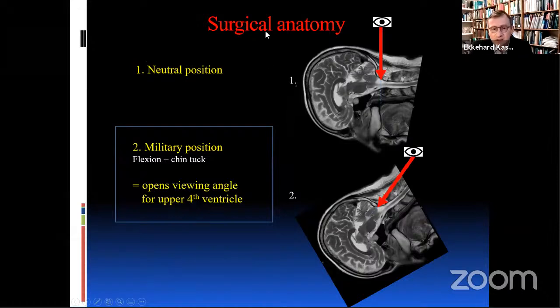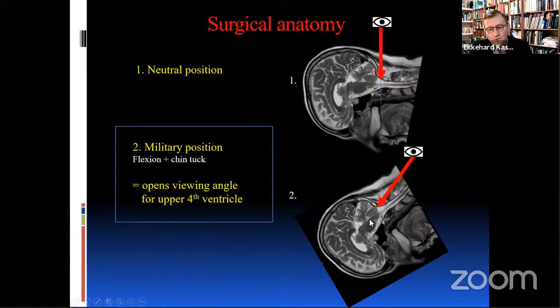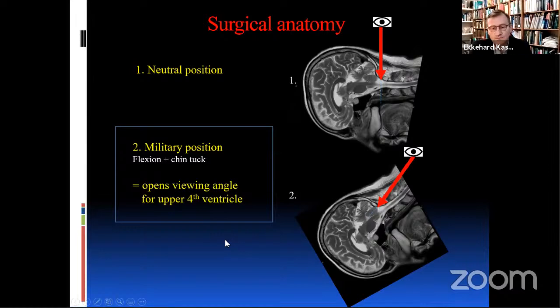As I said, for surgical anatomy, the difference between the neutral position that allows you to look top down and the chin tuck is that in the chin tuck position, or military position, you get a much improved viewing angle that allows you to look all the way up to the aqueduct. So military position with flexion and chin tuck really opens your viewing angle.